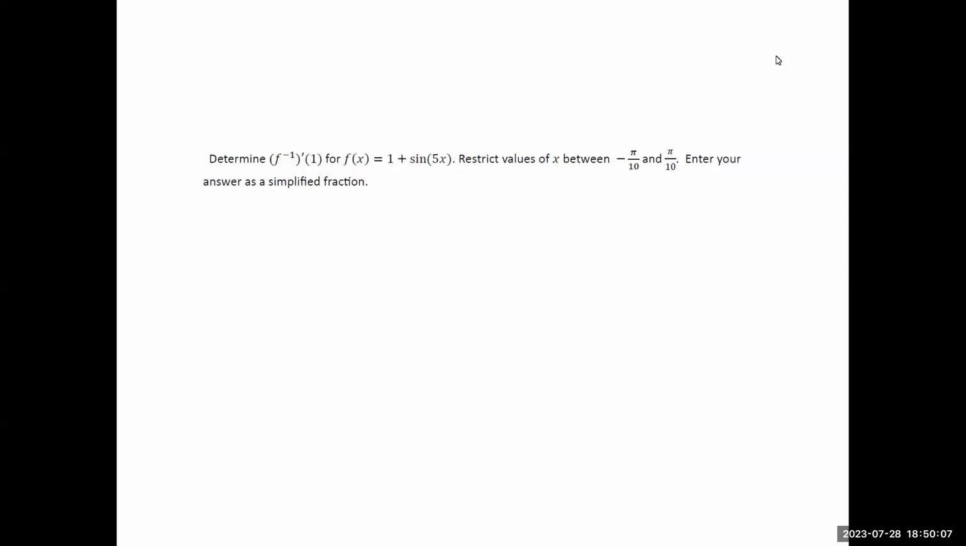Alrighty, folks. So in this homework problem, we want to determine f inverse prime of 1 for f of x equals 1 plus sine of 5x. And here we're restricting values of x between minus pi over 10 and pi over 10 so that our function f is invertible. Now recall the definition for the derivative of f inverse. F inverse prime of x is given by 1 over f prime of f inverse of x.